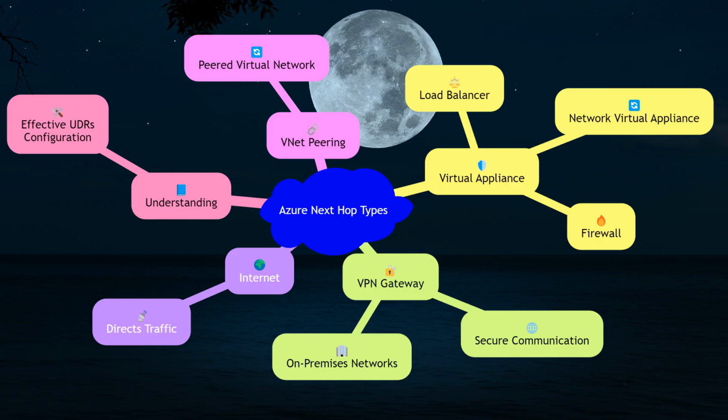Azure supports several next hop types for user-defined routes, each serving a different purpose. The virtual appliance next hop type is used to route traffic through a network virtual appliance, such as a firewall or load balancer. The VPN gateway next hop type directs traffic to a VPN gateway for secure communication with on-premises networks. The Internet next hop type sends traffic to the Internet, while the VNet peering next hop type routes traffic to a peered virtual network. Understanding these next hop types is essential for configuring effective UDRs.